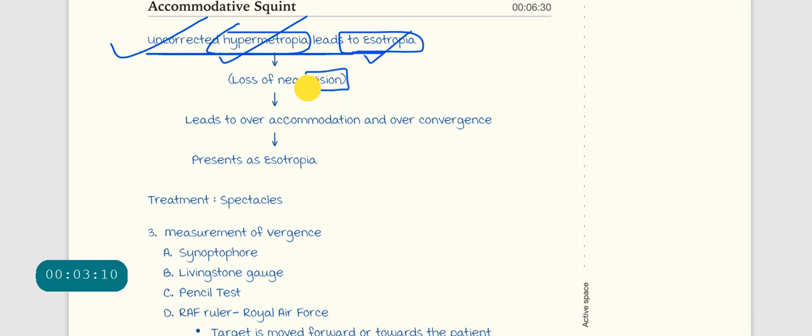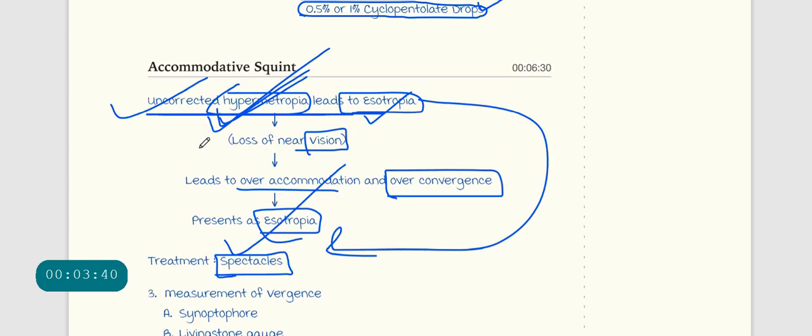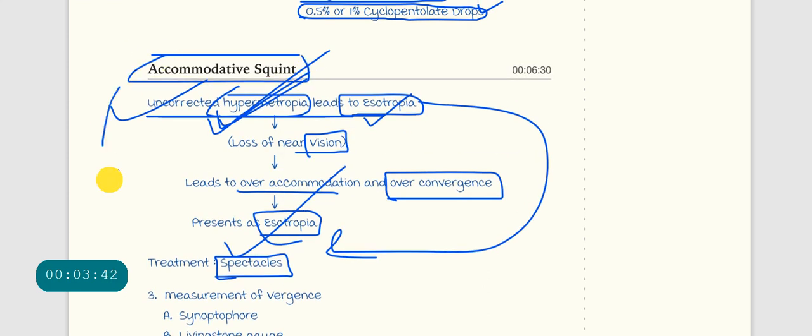Because of the hypermetropia, this leads to over accommodation and over convergence of the eye, and there is the presence of esotropia. What is the treatment? Spectacles are used in this condition. And this complete phenomenon, from hypermetropia leading to esotropia, is known as accommodative squint.